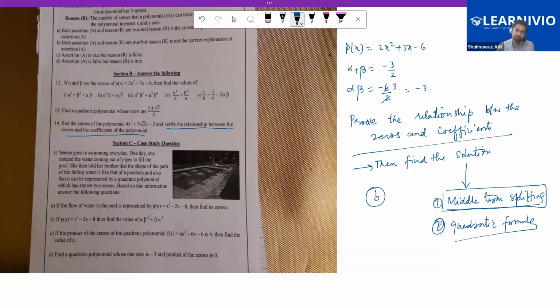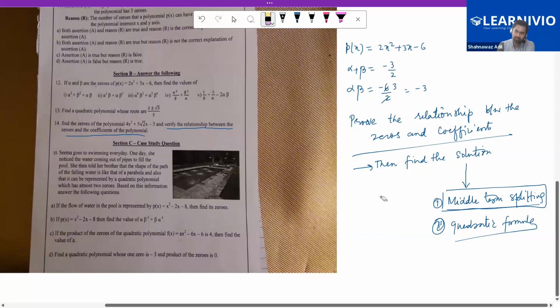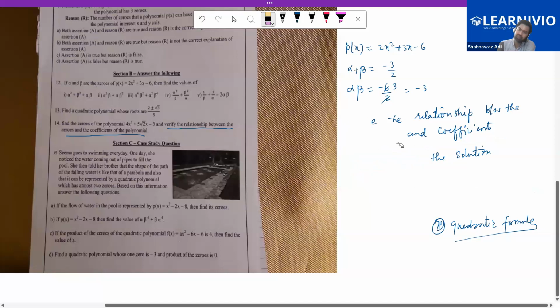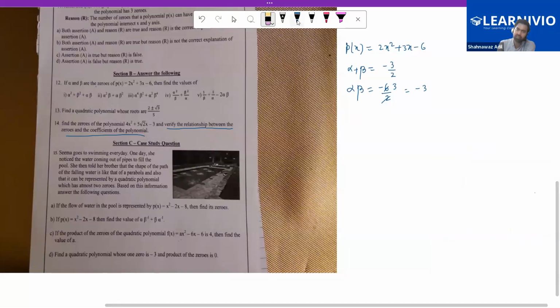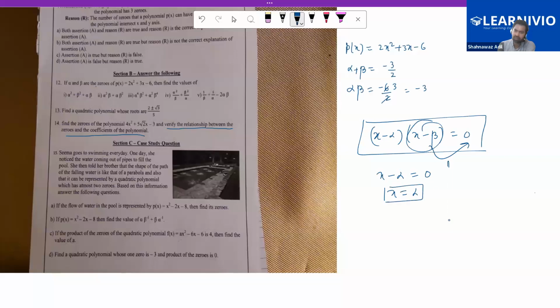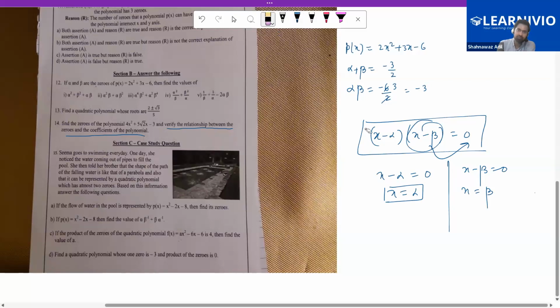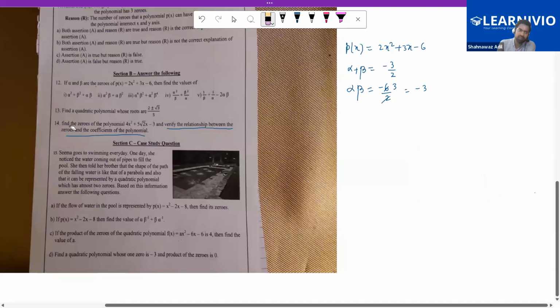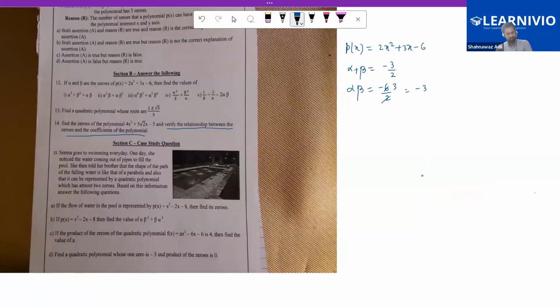Clear? Yes. Okay, when we split the middle term, then we can find the zeros by factorizing. After factorizing, we will get two factors, something like x plus 2, for example. You take each factor and put it equal to 0, and solve it separately. Then we get alpha and beta. So that is the way. Yes, correct. In the 14th question, you have to use that middle term splitting, right? Yes, sir.